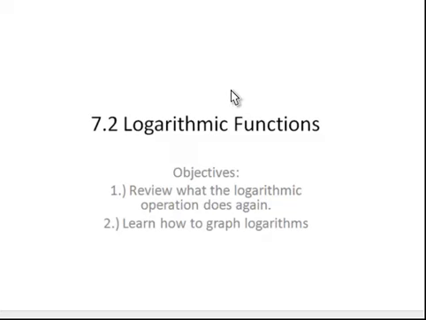In 7.2, we're going to be going into logarithmic functions. In the previous section, we went through exponentials, and now what we're going to be doing is building onto that with its closely related logarithmic functions. So first we need to review what exactly logarithmic functions do again, and then also learn how to graph them, just like we were learning how to graph the exponentials.